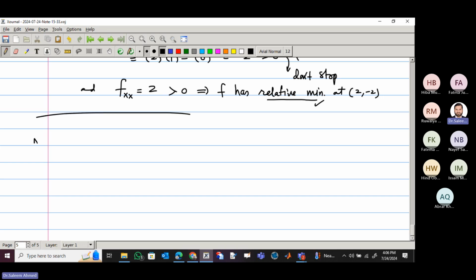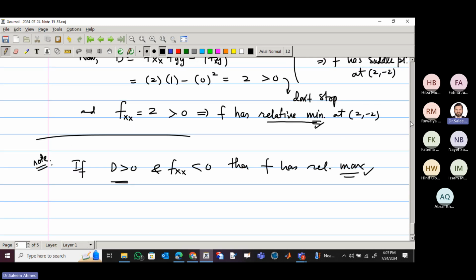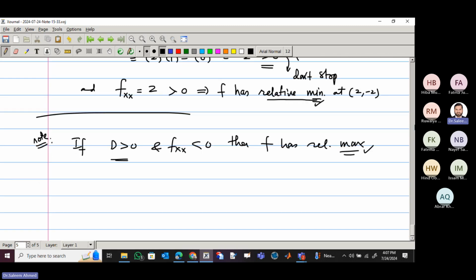I'm writing this note for you. If D is positive and fxx is negative, then f has a relative maximum. So see, for both maximum and minimum, D is always positive. Remember, D is always positive for both. So fxx will tell you: if fxx is positive, it gives you minima. If fxx is negative, it gives you maxima. So that's how you check the relative maxima and minima. Okay, guys, I think this now completes everything.